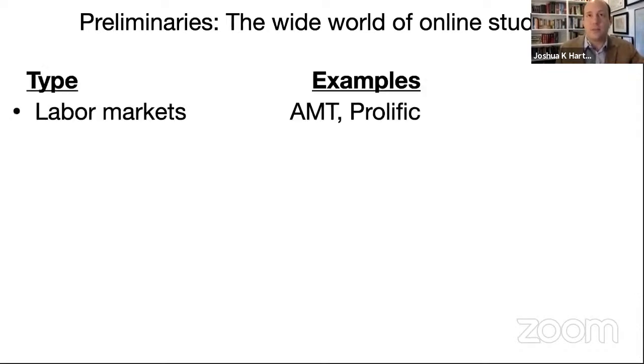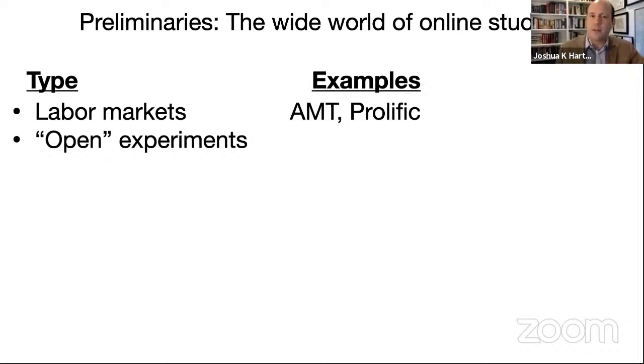So this talk is really going to be about online experiments in general. Where necessary, I'm going to try to distinguish between different kinds of online experiments. One type is labor market studies. These are the ones that are most familiar. You hire somebody on an online labor market to do your study. That might be from Amazon Mechanical Turk, or I'm lumping Prolific in here as well. It's not technically an online labor market, it's an online study pool, but that operates very similarly.